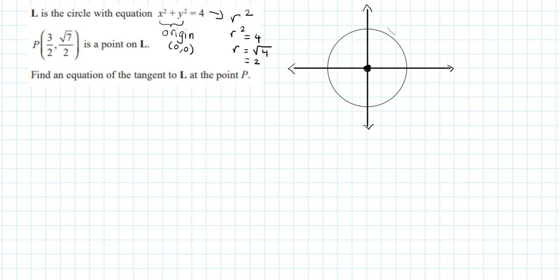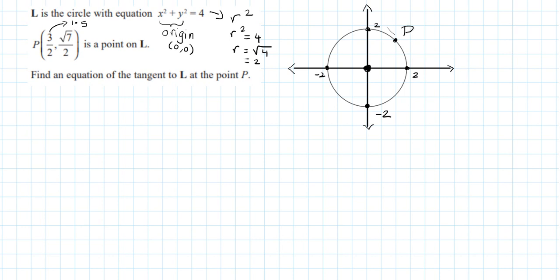So that means this point here is 2, this point here is minus 2, 2, and minus 2 over there. So 3 over 2 is 1.5. When x is 1.5, point P is going to be somewhere around here roughly.